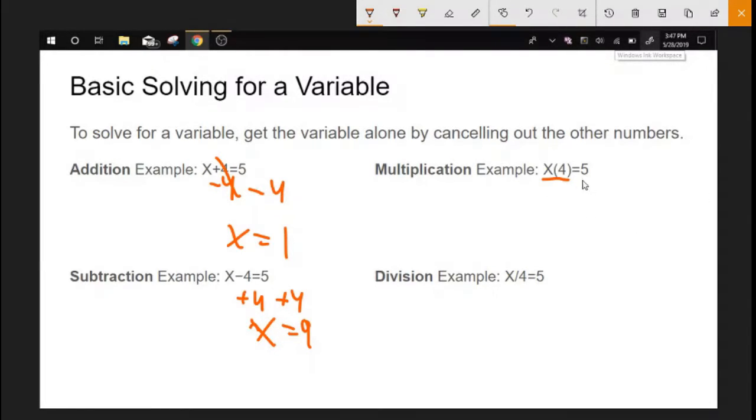Multiplication, you divide, and now you have x is equal to 5 out of 4. And for division, you multiply. And now you have x is equal to 20.